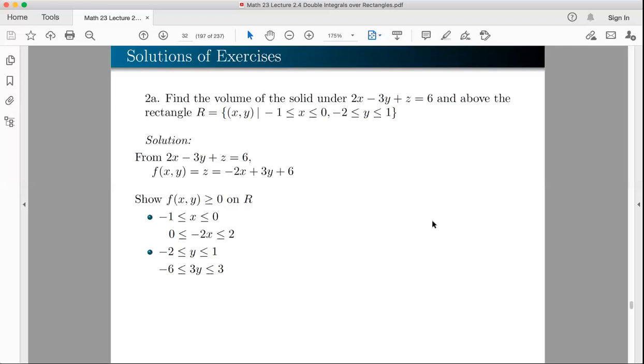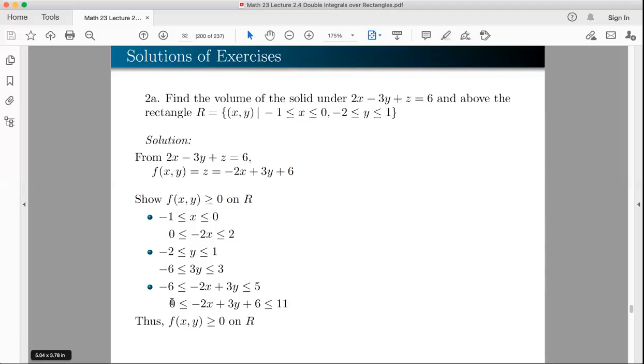And we have this. Then we just get the sum, negative 2x plus 3y, so we just add up the lower bounds and the upper bounds. And then finally, we have a plus 6 there, so we add 6 everywhere. And we have this, and this is our function f of xy. Now it is greater than or equal to 0, so this shows our function is non-negative.